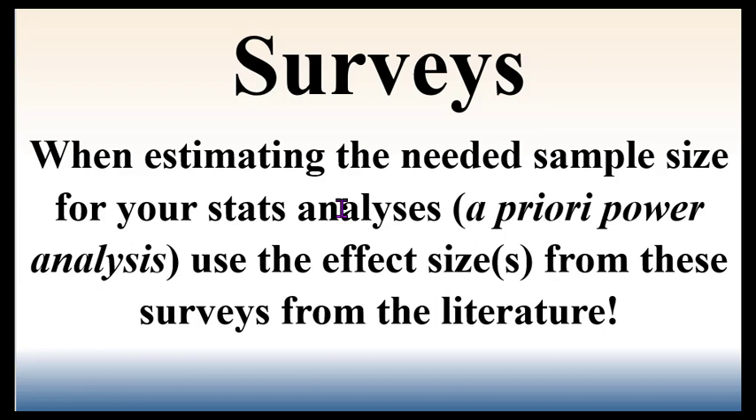Keep that in mind. Now, when you're doing your a priori power analysis to find out what your minimum sample size will be for your stats analyses, we use G*Power. You're supposed to use the same effect size that was in the literature that you got your surveys from. Keep that in mind, okay?